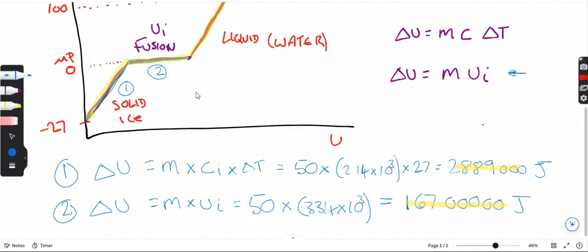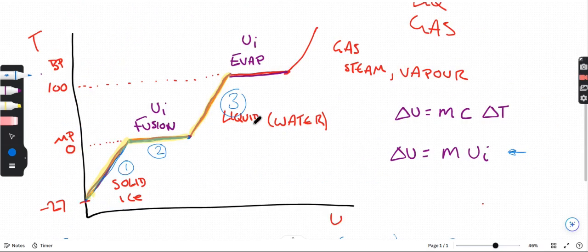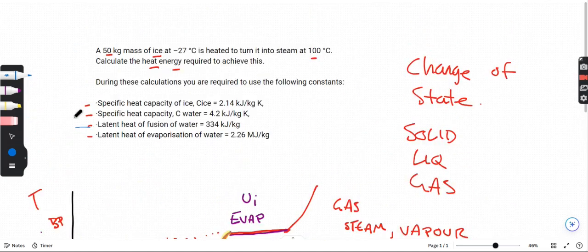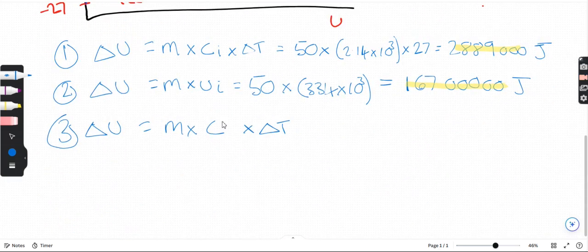So number 3, because that comes after 2 normally. So number 3 is going to be energy, look, change in energy. It's going to be M times C again, times by change in temperature. But this time, we're now liquid, it's water now, so we've got to use the specific heat capacity of water. So now it's water, which is 4.2 kilo. Not ice anymore, it's turned to water, so it's a different property, different material in theory. So 4.2 kilo, that's my C value of water.